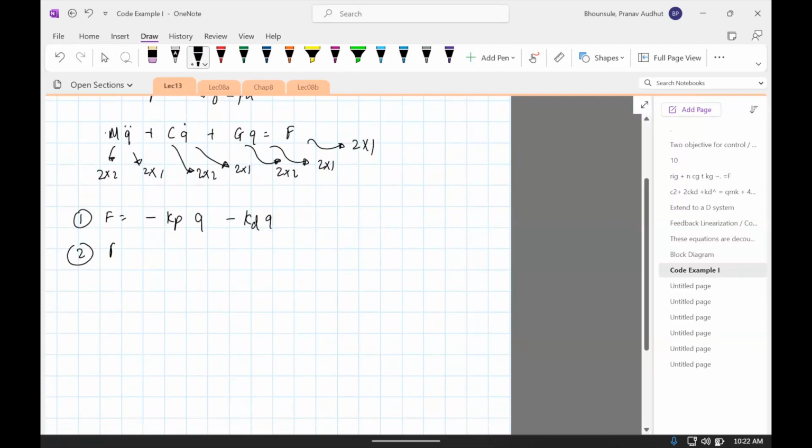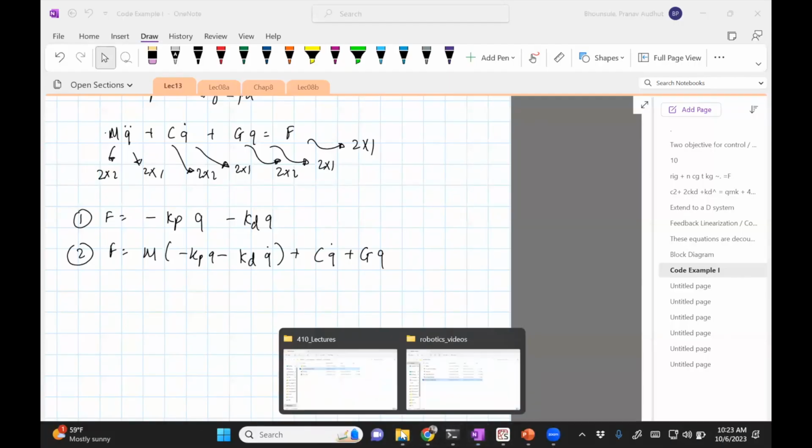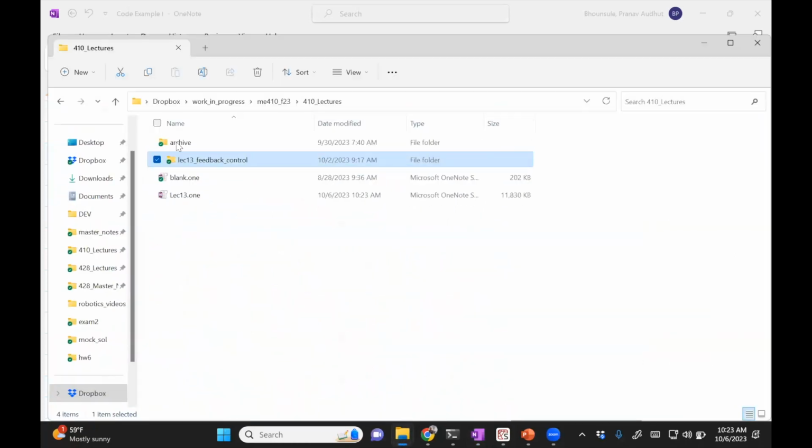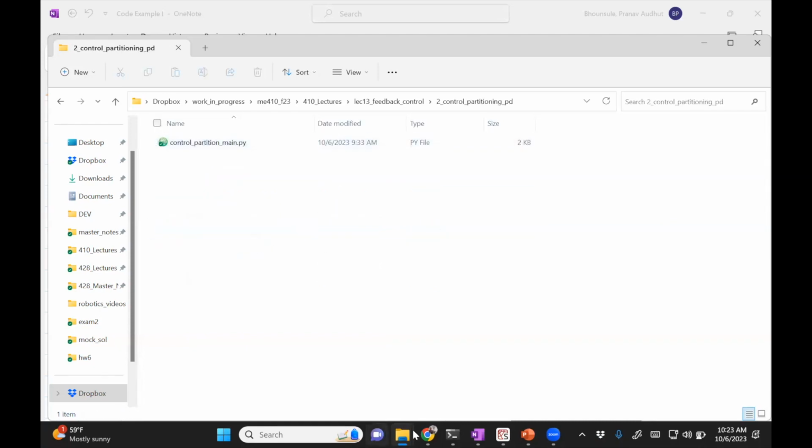I also tried F equals M times minus Kp q minus Kd q dot, plus C q dot plus G q. Okay. So both of these are in the code. So let's go to code. When I'll be sharing this with you, this is the folder which I was talking about, control partitioning PD. If you open that, just as one file.